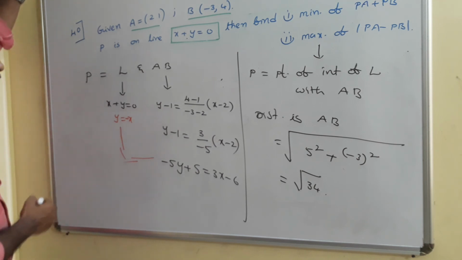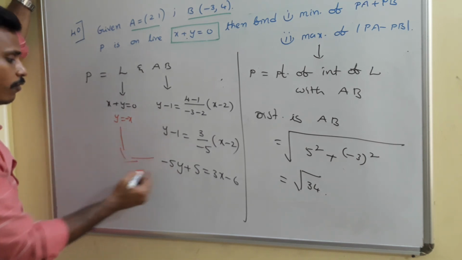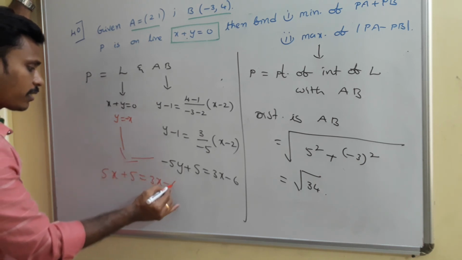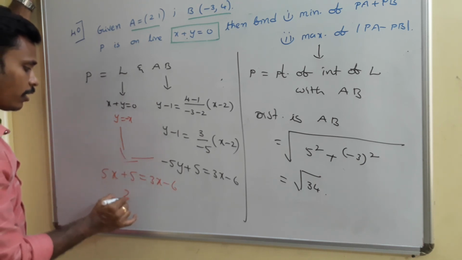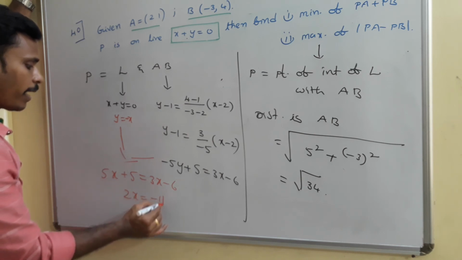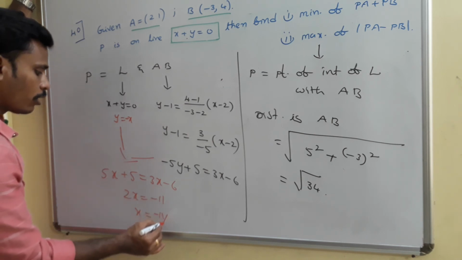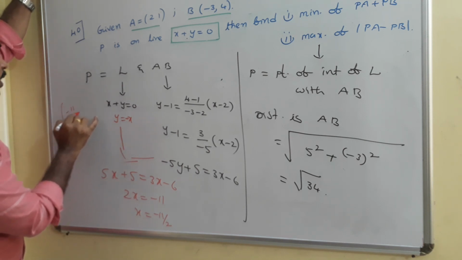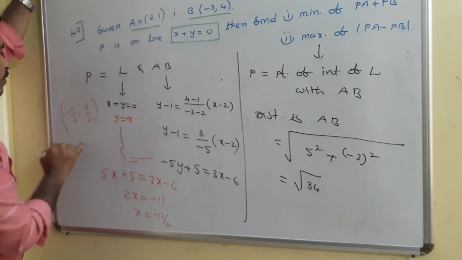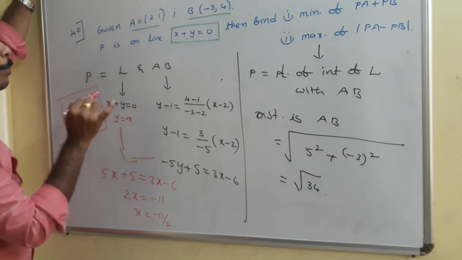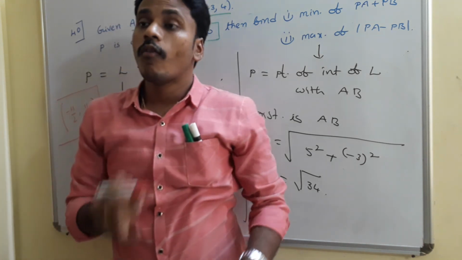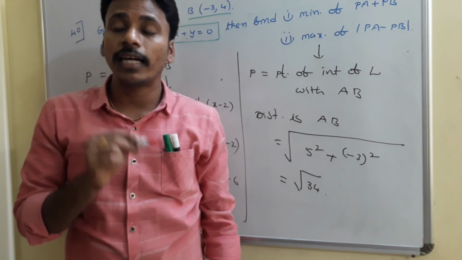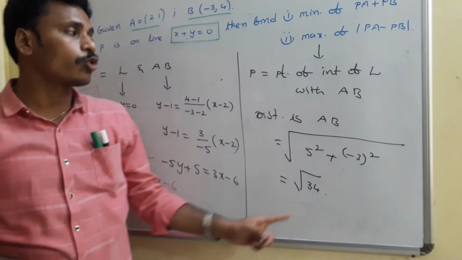If you replace y with minus x, it will become 5x plus 5 is equal to 3x minus 6. Send 3x this side, 2x is equal to minus 11 and x is equal to minus 11 by 2. Since x is minus 11 by 2, y is 11 by 2. So minus 11 by 2 comma 11 by 2 is the point on the line for which the modulus of PA minus PB is maximum, and that maximum distance is root 34.